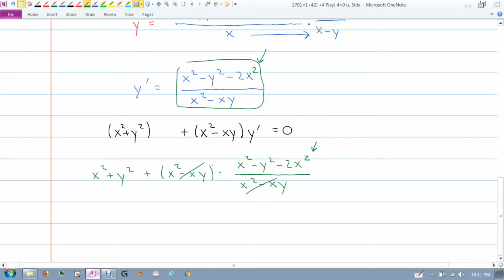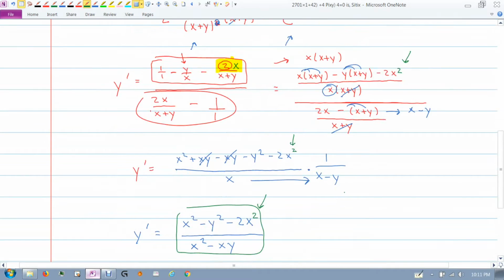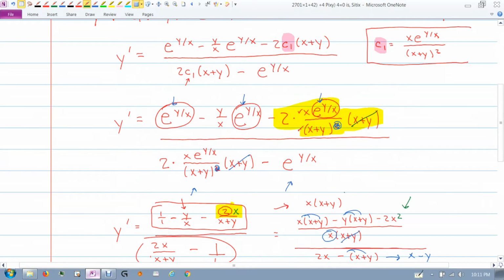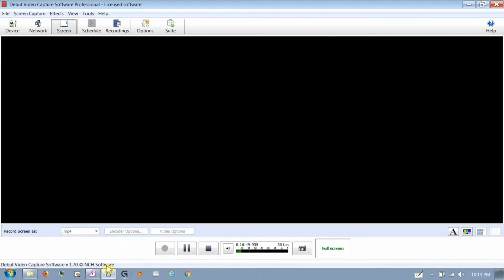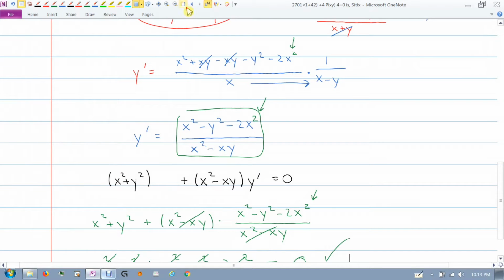we actually have some good stuff. We've got x squared plus y squared and then we have plus, and then x squared minus y squared minus 2x squared. And the y squareds cancel, and all the x squareds cancel, and we get 0. Okay, sorry about that, but I hope that makes sense. All right, let's move on.